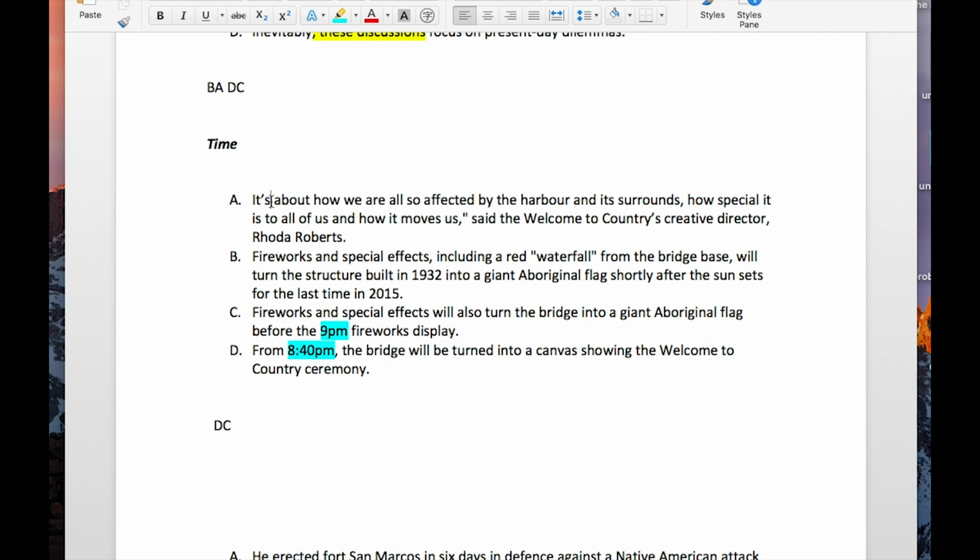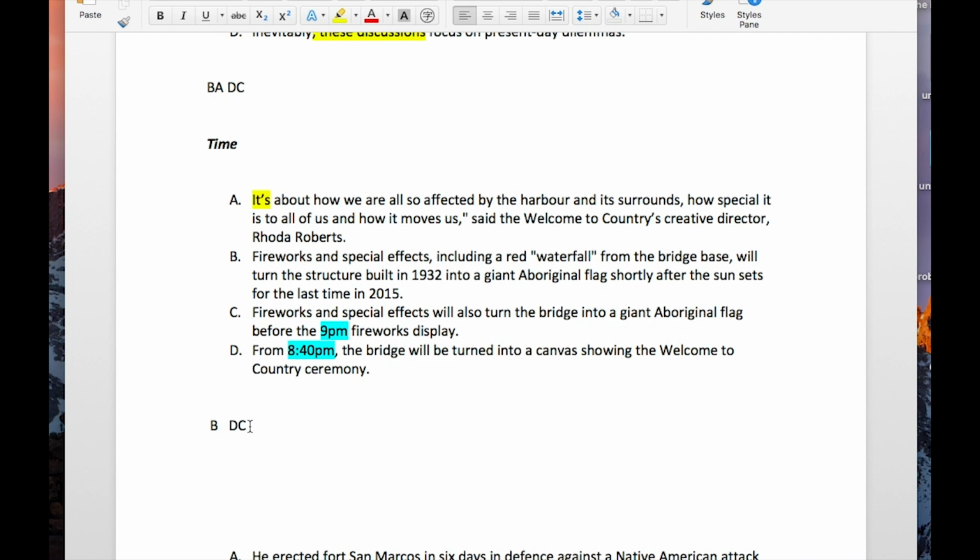A starts with something that's about something, so obviously A is not your topic sentence. And then we have B. Then we read B: fireworks and special effects, including so and so, would do something. So obviously B is your topic sentence. Okay, so B is our topic sentence. We need to decide where we are going to put A.